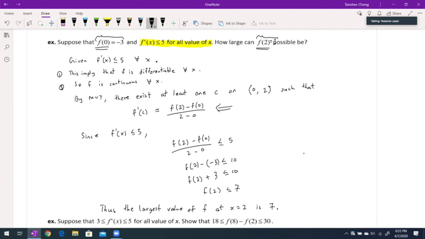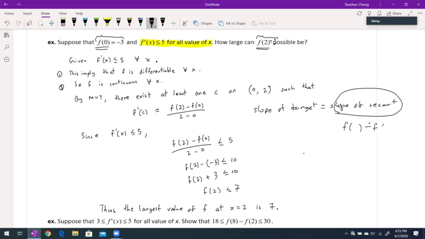I don't get why there has to be at least one c on 0 to 2. I get the 2, but I kind of got lost with the 0. Because the conclusion of this theorem is talking about the slope of the tangent being equal to the slope of the secant, right? So how do we find the slope of the secant? That will be basically the endpoints: f of b minus f of a over b minus a.